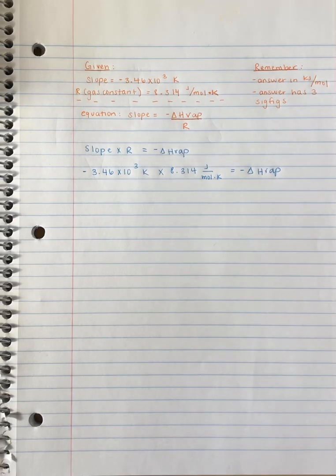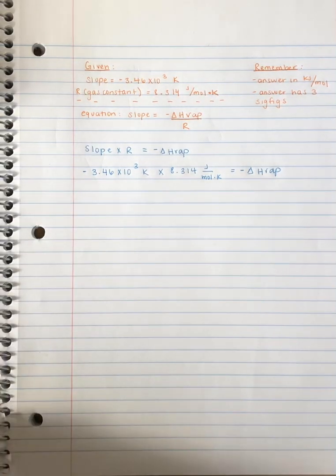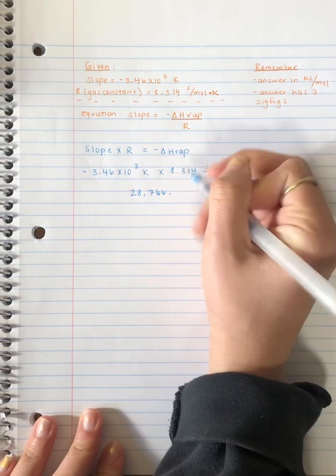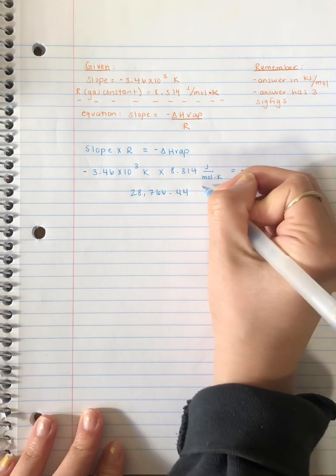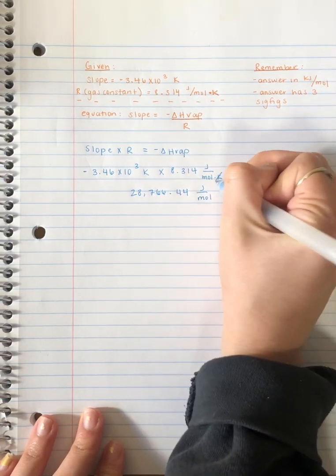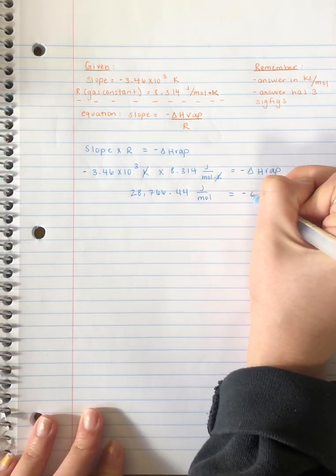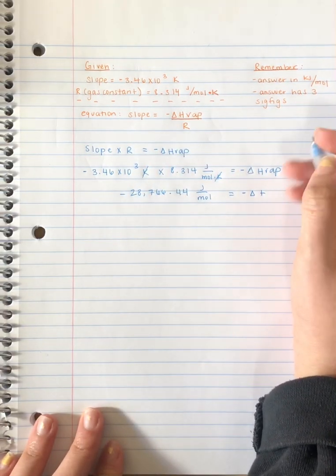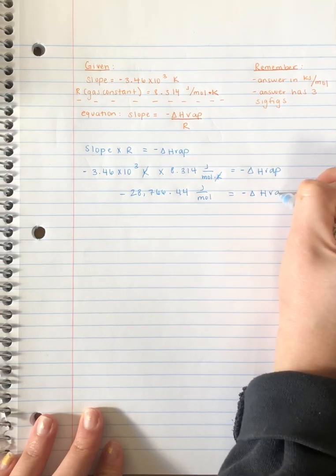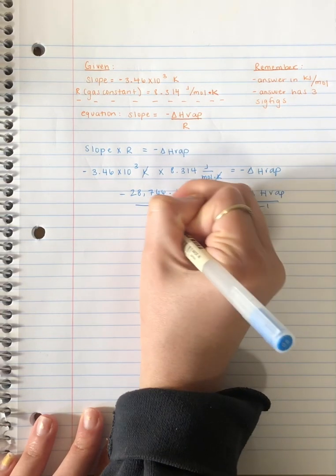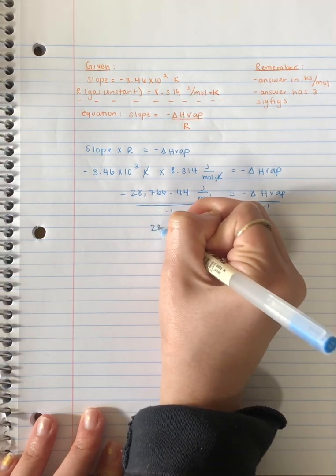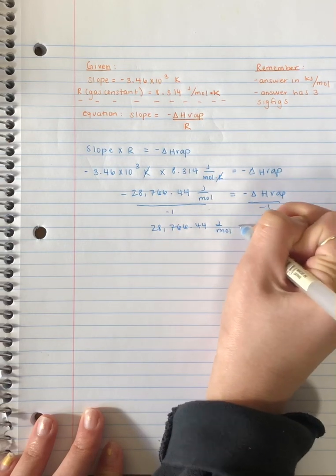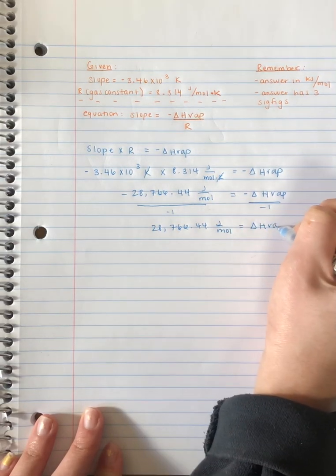Now, this answer is going to give us 28,766.44, and our units are going to be joules per mole because the Kelvins will cancel out. So negative 28,766.44 equals the negative heat of vaporization. And we're going to take out the negative 1. So now positive 28,766.44 joules per mole equals heat of vaporization.